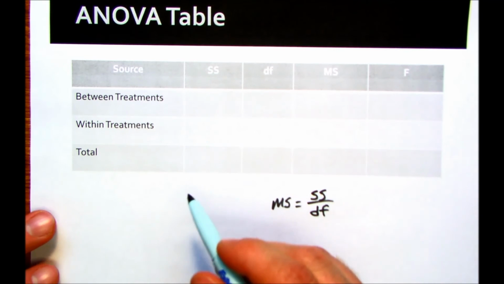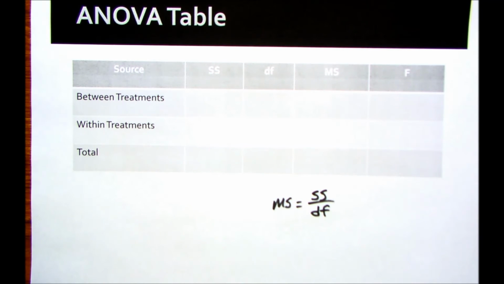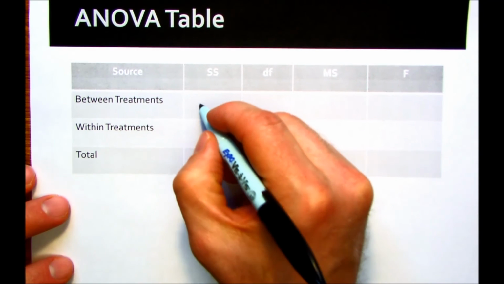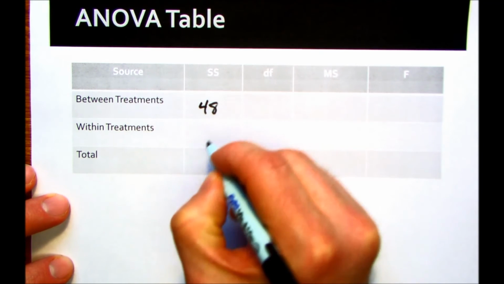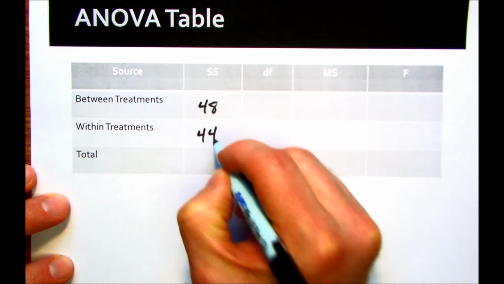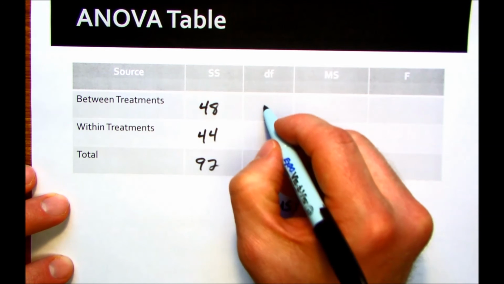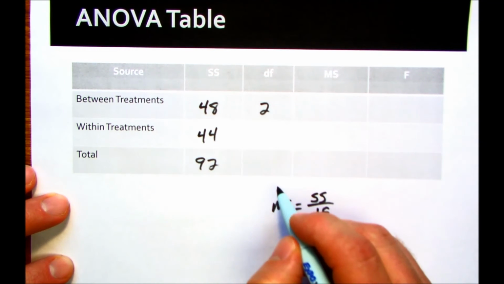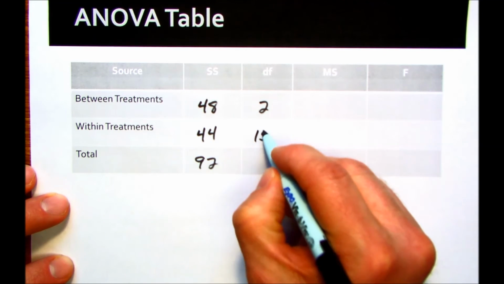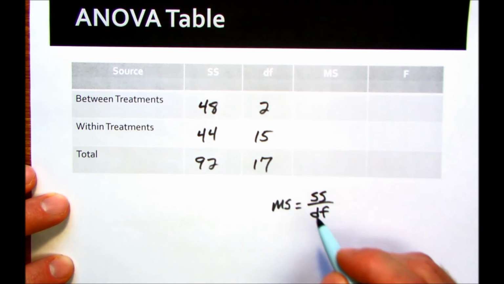Okay, so our between treatments sum of squares that we figured out was 48. Our within that we figured out was 44. And our total that we figured out was 92. Degrees of freedom for between treatments we figured out to be 2. Within treatments was 15. And our total was 17.